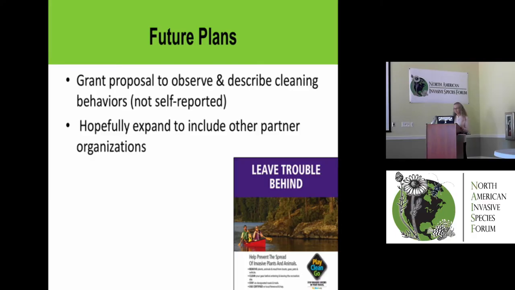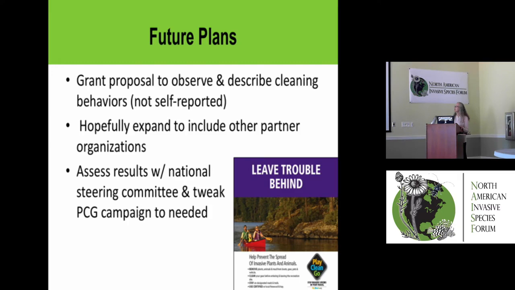We would like to see it repeated by other partner organizations in other parts of the state. And then taking that back to our National Steering Committee and deciding where we want to tweak the campaign messaging as a result of some of the data that we got back. And then rinse and repeat. Part of that community-based social marketing is a constant adaptive management approach. So you identify, test, implement, assess, identify, a repeated cycle.